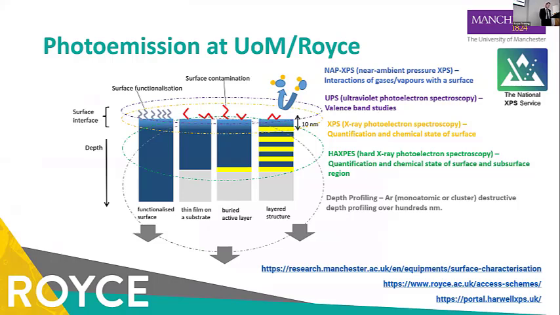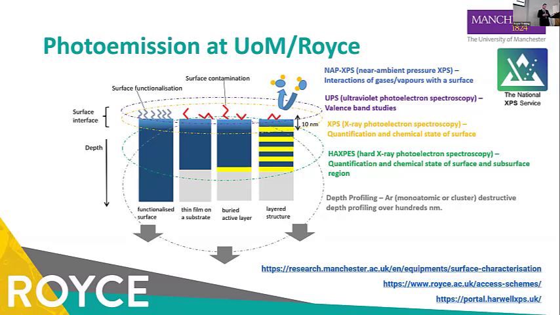That's complemented by valence band studies that we can do using ultraviolet photoelectron spectroscopy, just to enhance the signal from the valence band. And obviously today we're focusing on our hard X-ray photoelectron spectroscopy system from Scienta Omicron, where we're looking from the surface to the subsurface, or bulk-like. We shouldn't really say bulk.